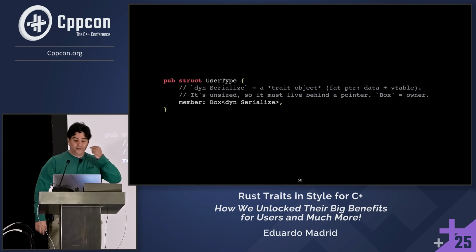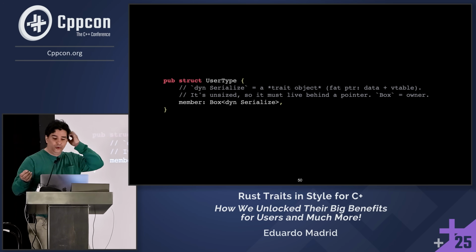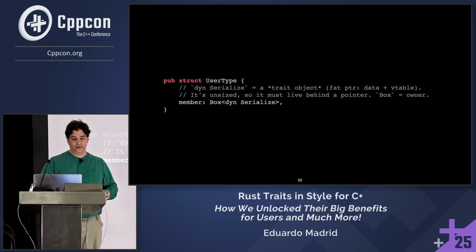Okay, so how do you use a trait in Rust?